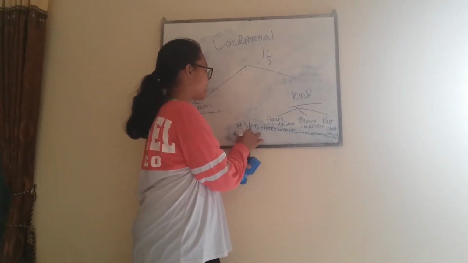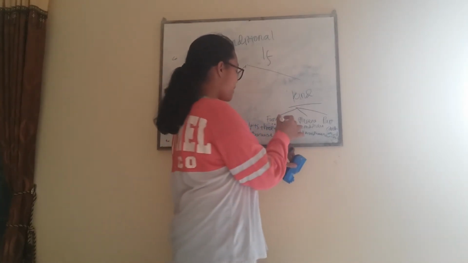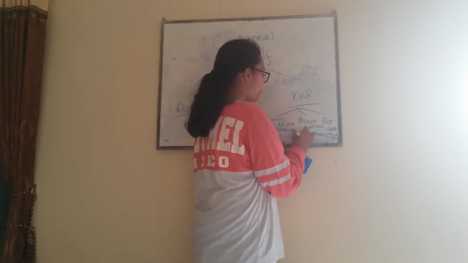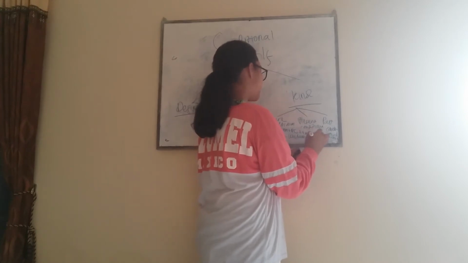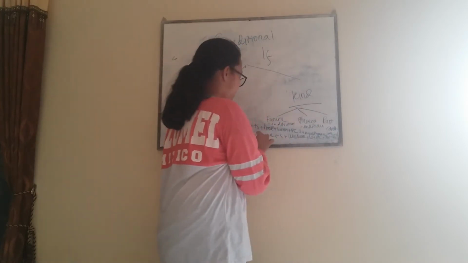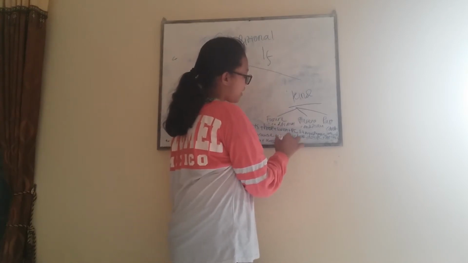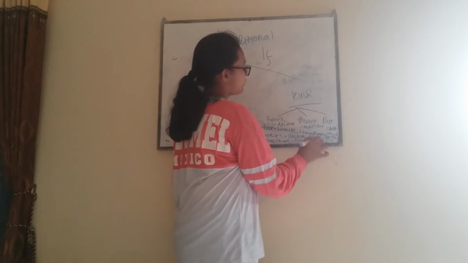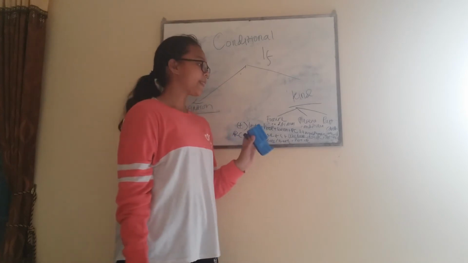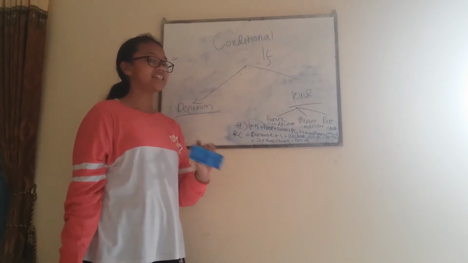And the real condition pattern is because plus subject plus was or were plus not plus predicate complement plus so plus subject plus was or were plus not plus predicate complement. For example, because Rini was not rich, so they were not happy yesterday.